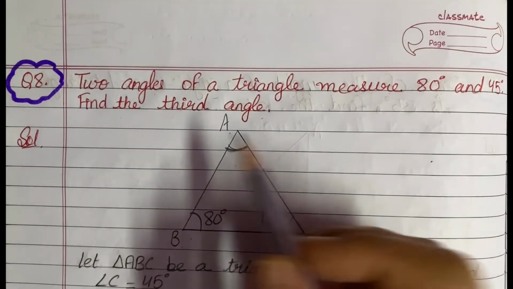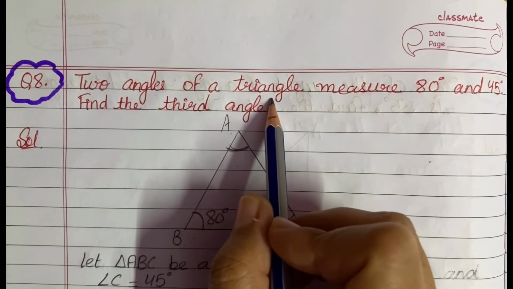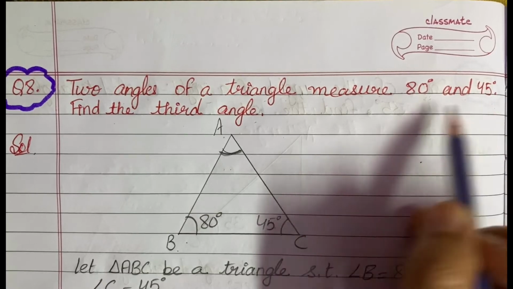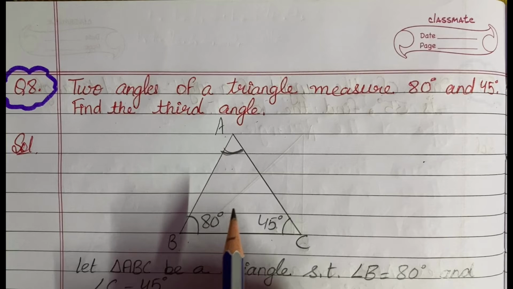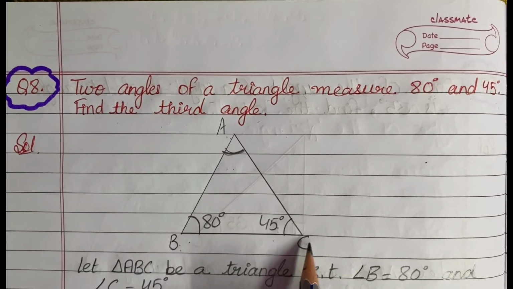Next is question number 8, and question number 8 says that two angles of a triangle measure 80 degree and 45 degree. Find the third angle. Now students, first of all we will draw a triangle and name it as ABC.